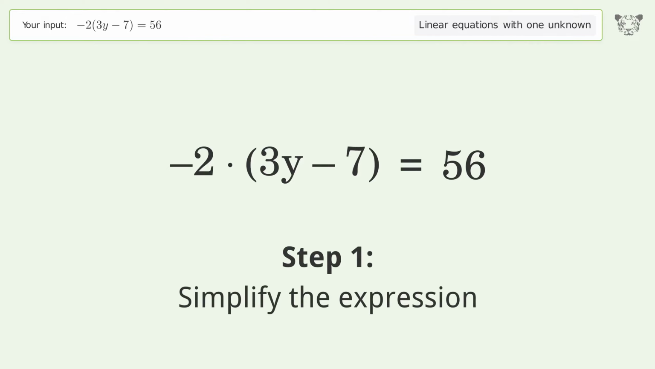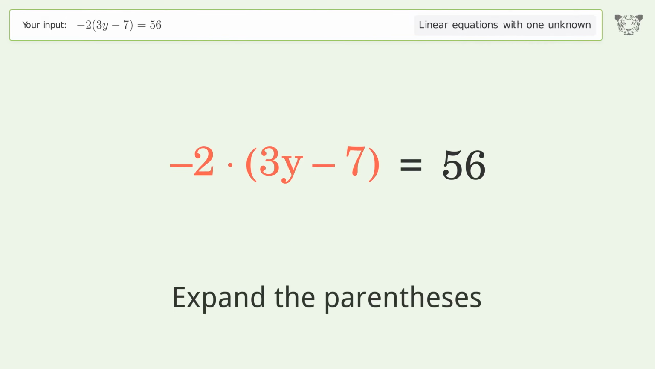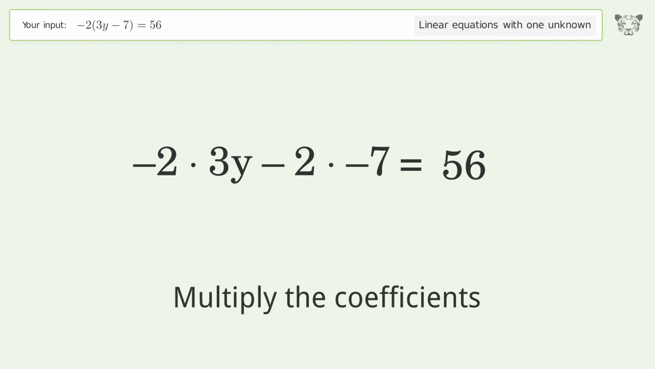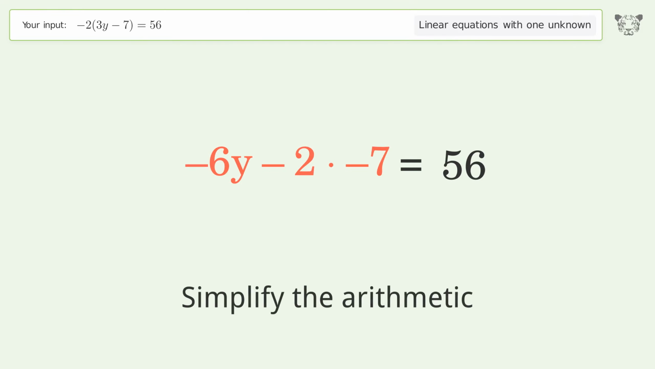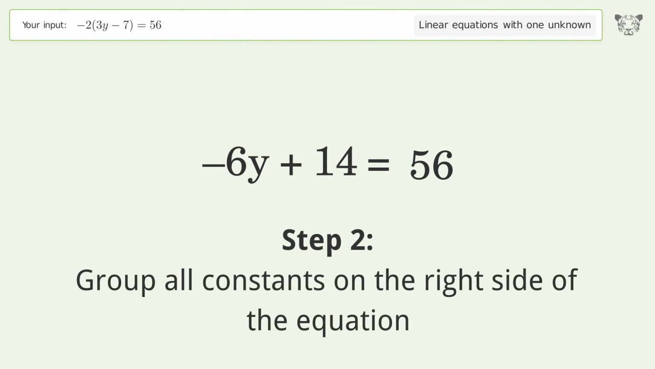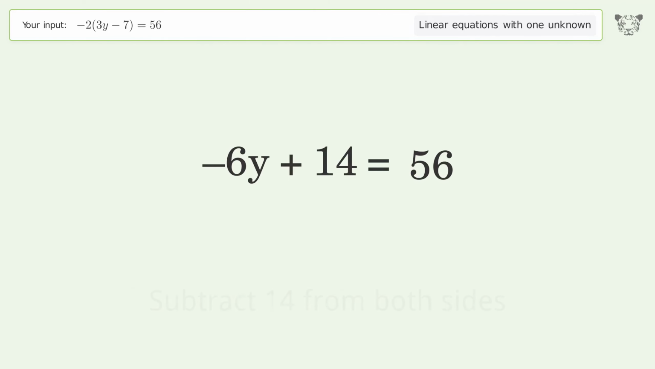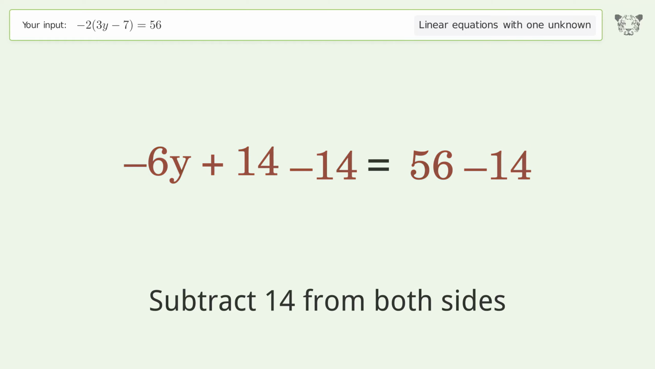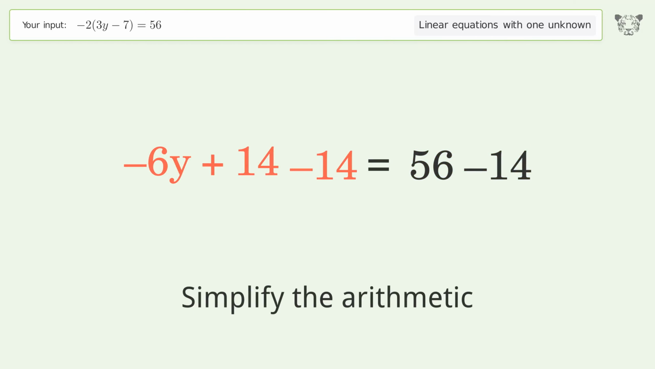Simplify the expression. Expand the parentheses. Multiply the coefficients. Simplify the arithmetic. Group all constants on the right side of the equation. Subtract 14 from both sides. Simplify the arithmetic.